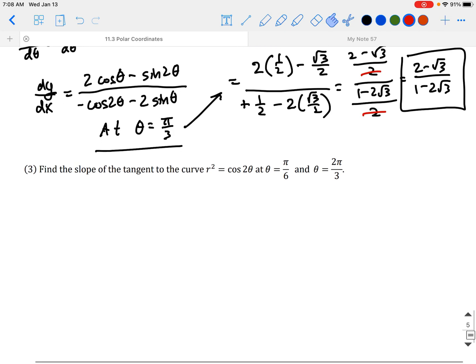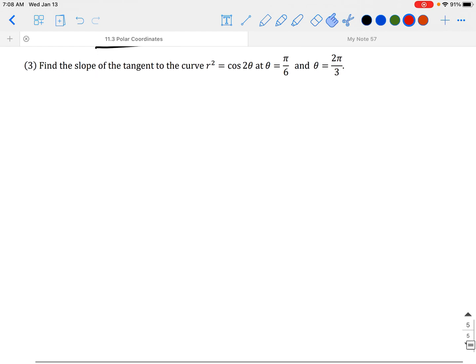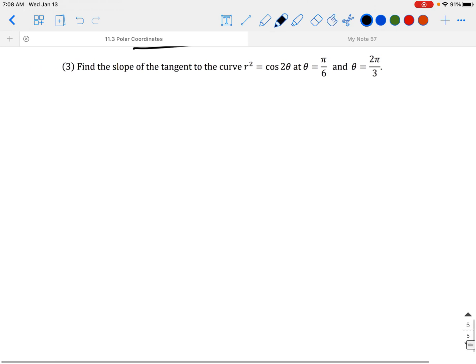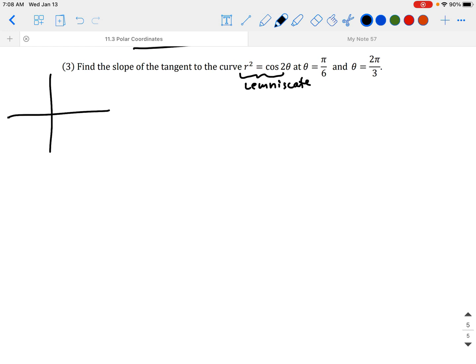All right, so let's go ahead and look at number 3. This one's a slightly more interesting example because we have r squared now instead of cosine 2 theta. So what we should note here that is going to be important for these types of curves. So note this is a lemniscate, which means it's a figure 8 shaped graph.